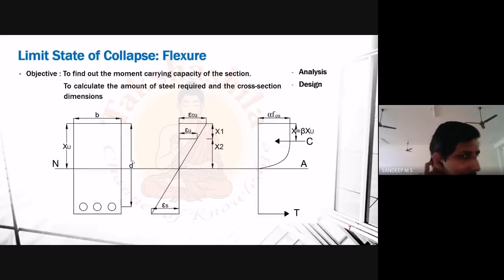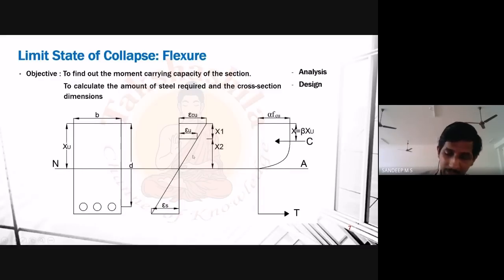You have already covered MOS, right? So again, I am just repeating. It is the depth from the extreme compression fiber to the centroid of the reinforcement. That is called our effective depth, and normally it is marked using small letter d. And as I mentioned earlier, Xu is the depth of the neutral axis, and this NA is our neutral axis. So basically this is our cross section.